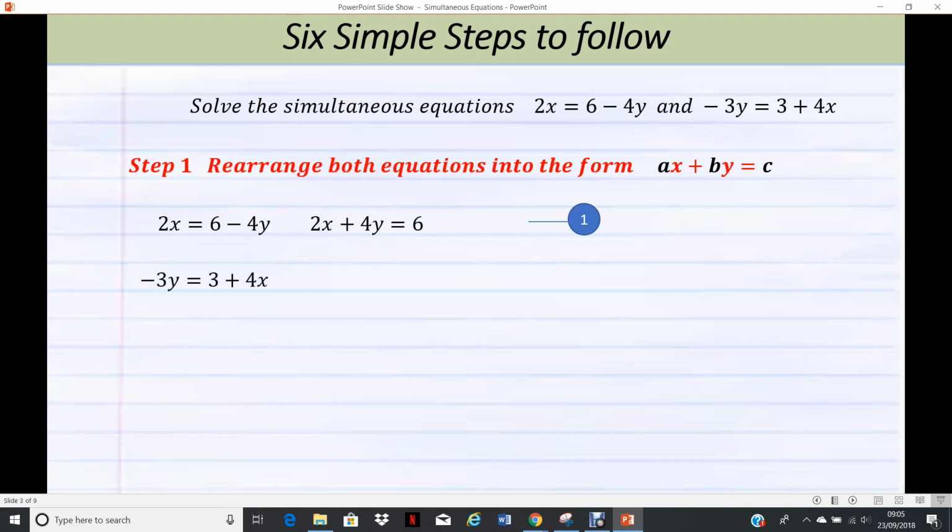The second equation, minus 3y equals 3 plus 4x, we need to bring the 4x over the equal sign to become minus 4x, and this produces a second equation, which I'll label equation number 2.